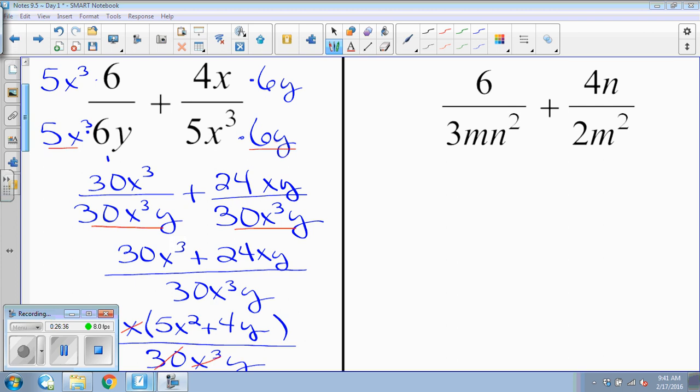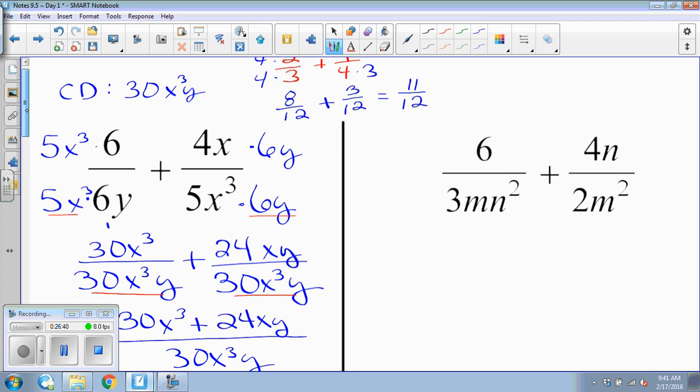Okay. All right. So, when I figure out my common denominator between 3 and 2, it is going to be 6. Okay? And then what you basically do is you look at your variables, and for your variables, you want the highest exponent of those variables. And you have to include every variable in your common denominator, okay?